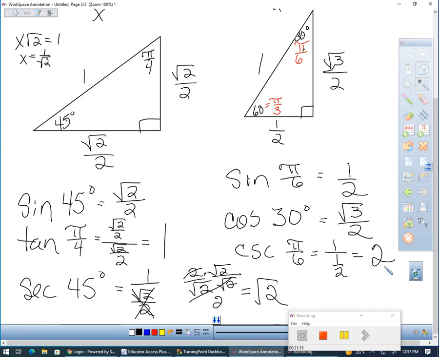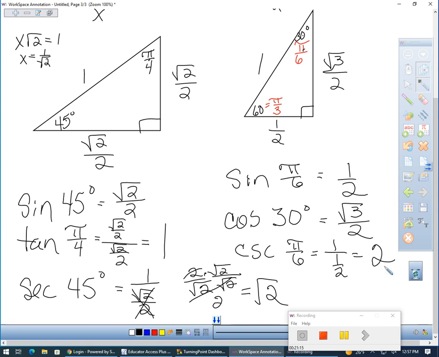Now, this concept right here, using these two special right triangles with your hypotenuse being 1, is a majority of what this chapter is all about. Okay? So we're just introducing it. We're going to get into it. You are going to need to memorize these triangles eventually. Okay? Which I know you guys can handle.